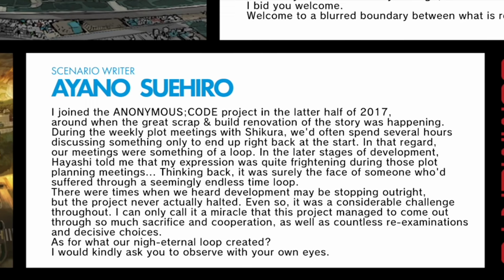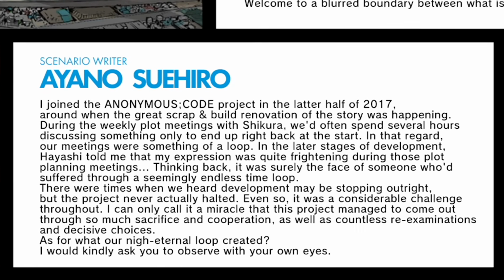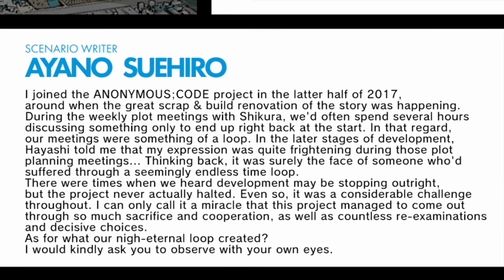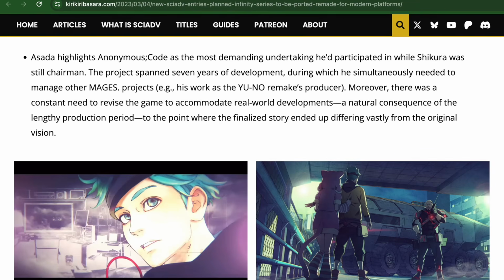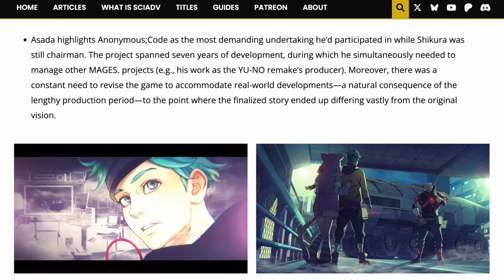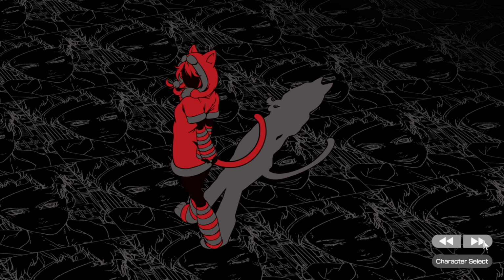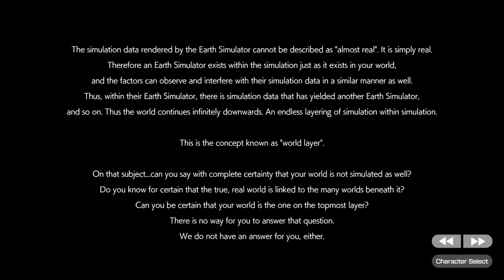At some point, there had been talks of cancelling the project entirely, but they persevered, and the game ultimately did release, albeit with a story that was completely different from what they had originally envisioned. From a project originally advertised as separate from SciADV, it ended up being the grand culmination of the series, and arguably its most important entry to date.